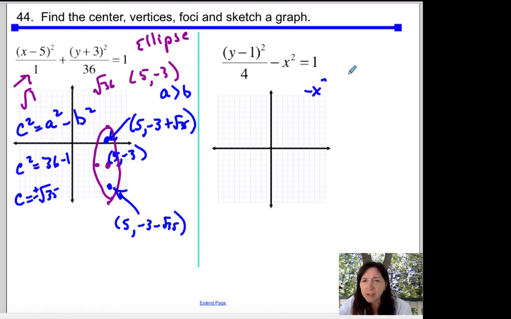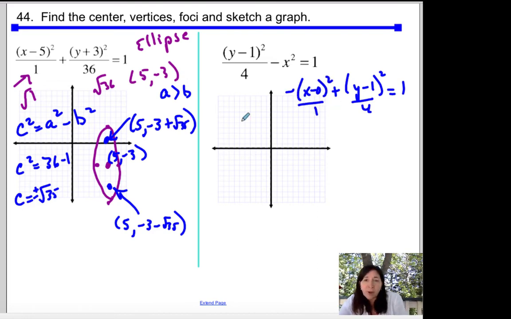So you have negative x squared plus (y minus 1) quantity squared over 4 equals 1. Let me rewrite this one time. This is actually negative (x minus 0) quantity squared over 1, because there's no value there, so it's got to be 1. This is a hyperbola, and my center is going to be at (0, 1), so it's right here. In the x direction, I'm going to go 1. In the y direction, I go the square root of 4, which is 2.